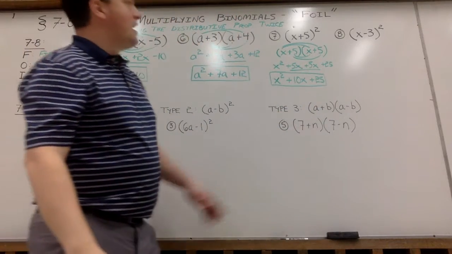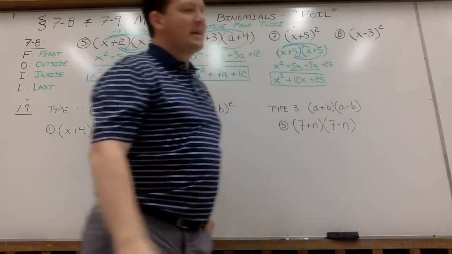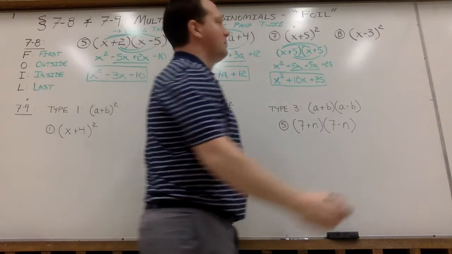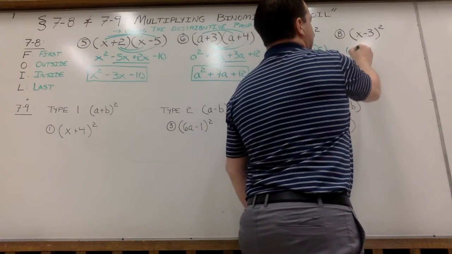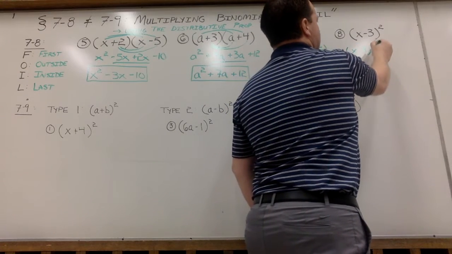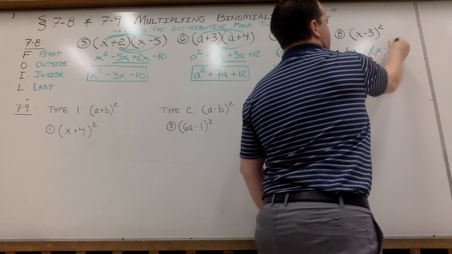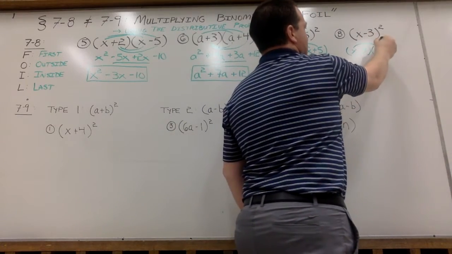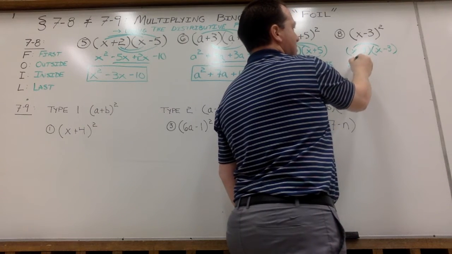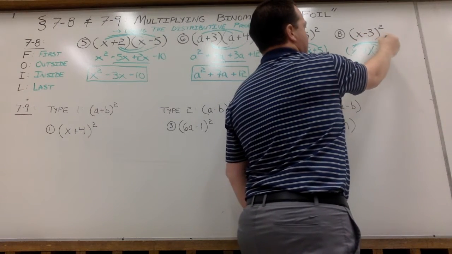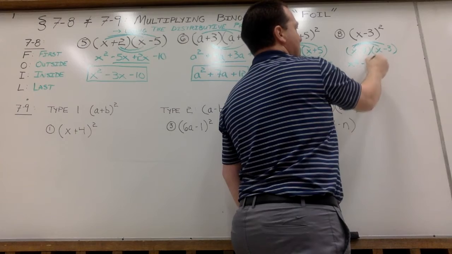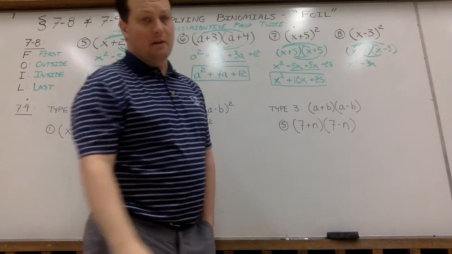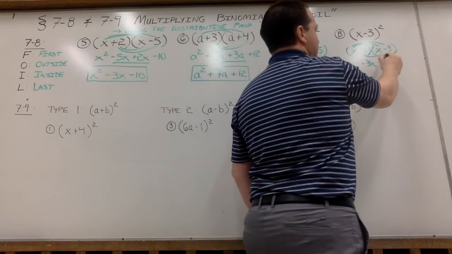And then we'll take a look at a subtraction example, x minus 3 squared. Again, if you have a binomial and you square it, you need to write it out twice. X minus 3 times itself, x minus 3. I'll then go F first, x times x, x squared. O outside, x times negative 3, negative 3x. I inside, another negative 3 times x, or a negative 3x.